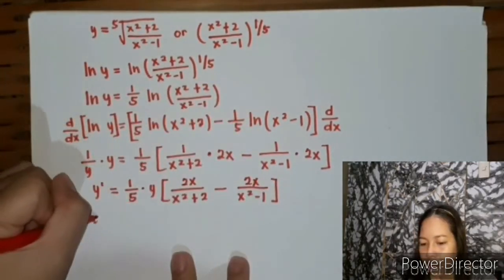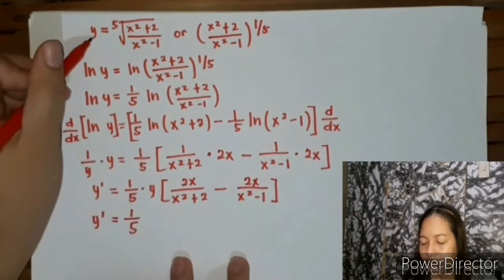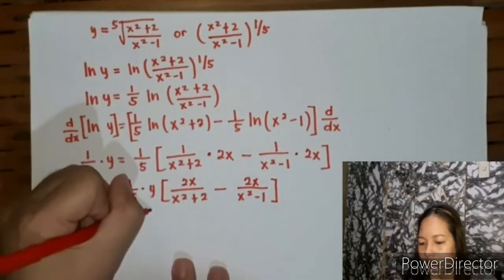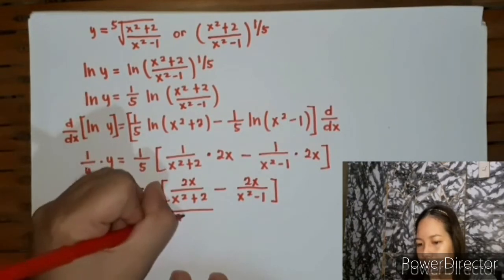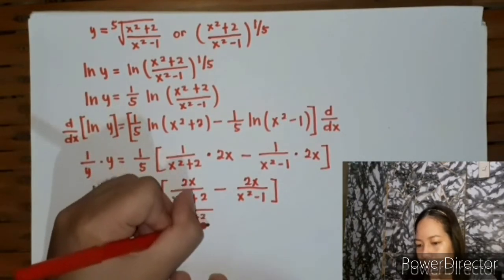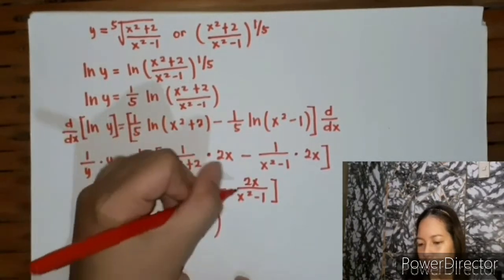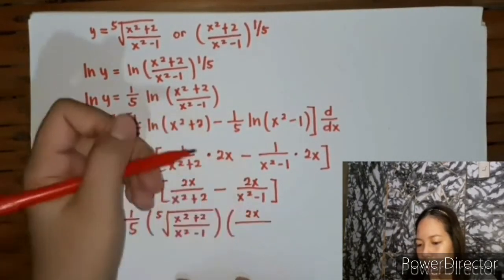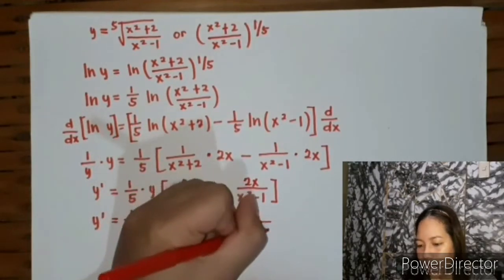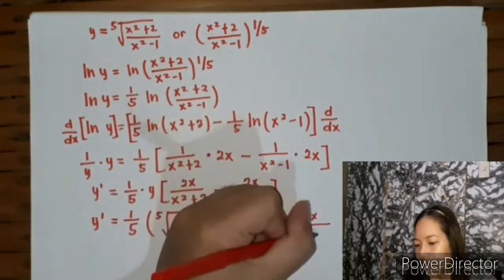And then now our y prime will become 1 over 5, and then we have the value of y, just copy the whole equation. It will become 5th root of x squared plus 2 all over x squared minus 1. Then we also copy the whole equation there to become 2x all over x squared plus 2 minus 2x over x squared minus 1.